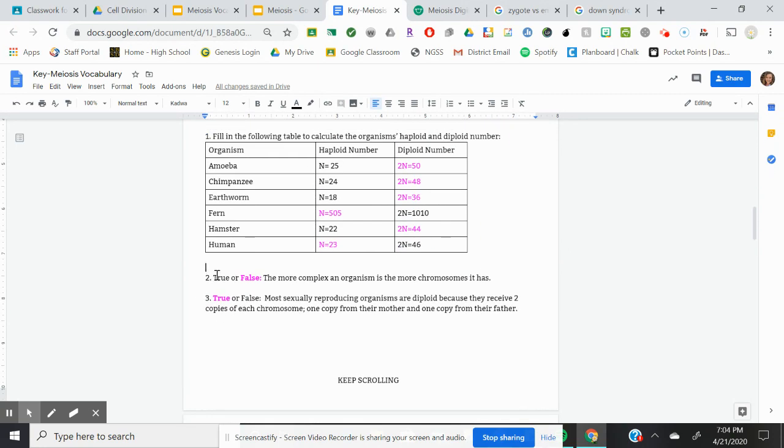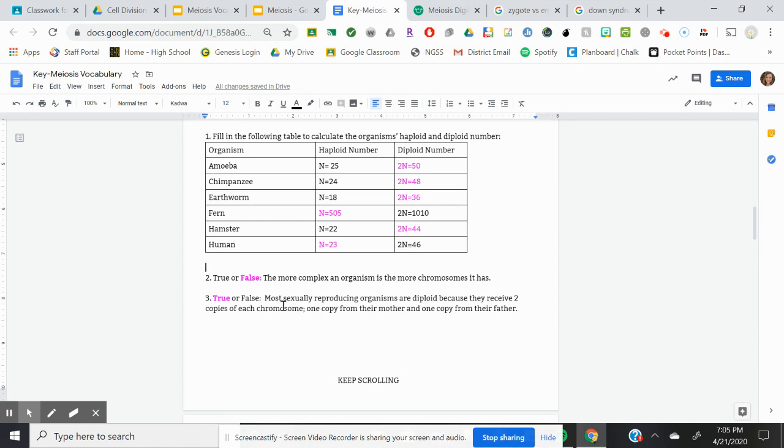Next question, true or false? The more complex an organism is, the more chromosomes it has. That is false. I mean, just look at the fern. The fern is a plant. It's a leaf. Okay, and it has over 1,000 chromosomes. So it is a common misconception that the more chromosomes an organism has, the more complex it is. I mean, even look at the amoeba. An amoeba is a single-celled organism and it has 50, which is more than a human cell. So just something to keep in mind, okay?